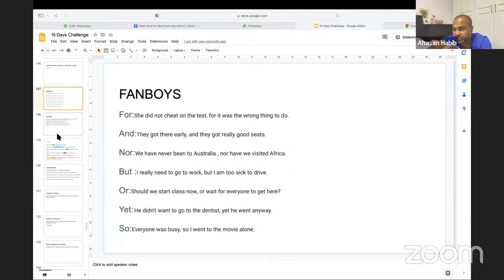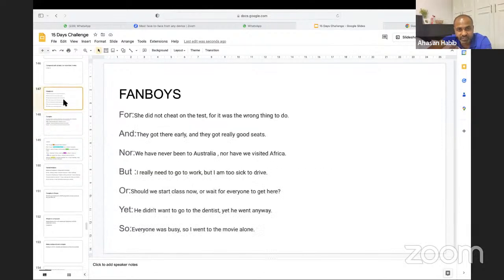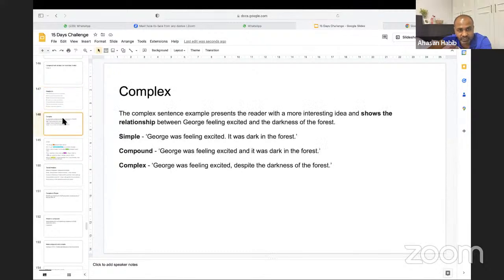Simple. So if you see more than two verbs, what sort of sentence is that? What sort of sentence is that? Type in the chat box. Compound. So if you see fanboys, what sort of sentence is that?